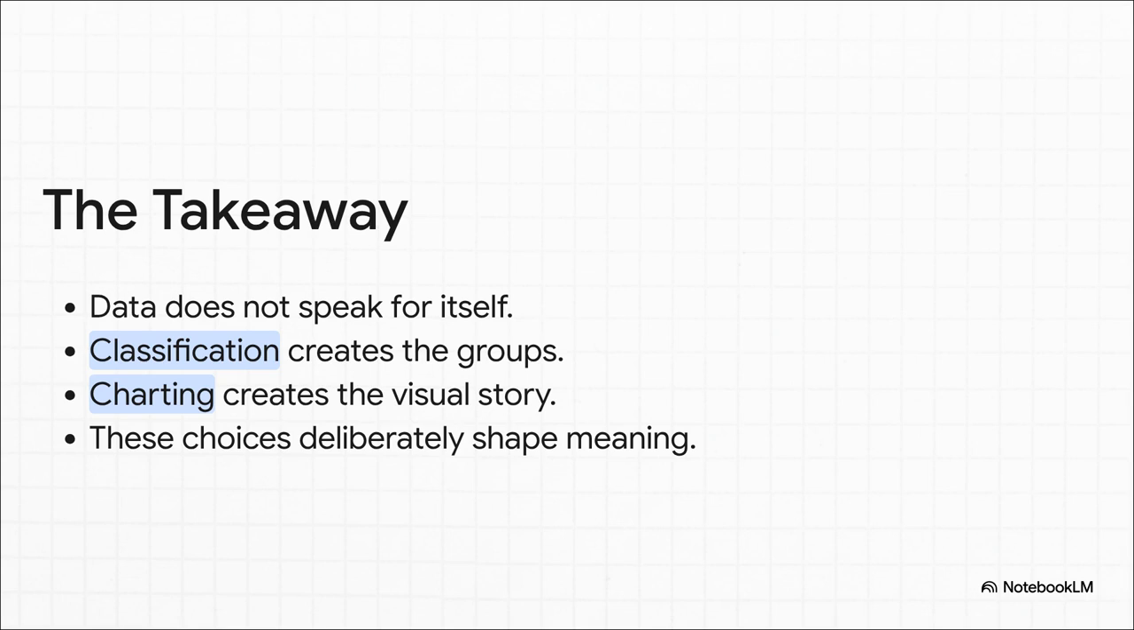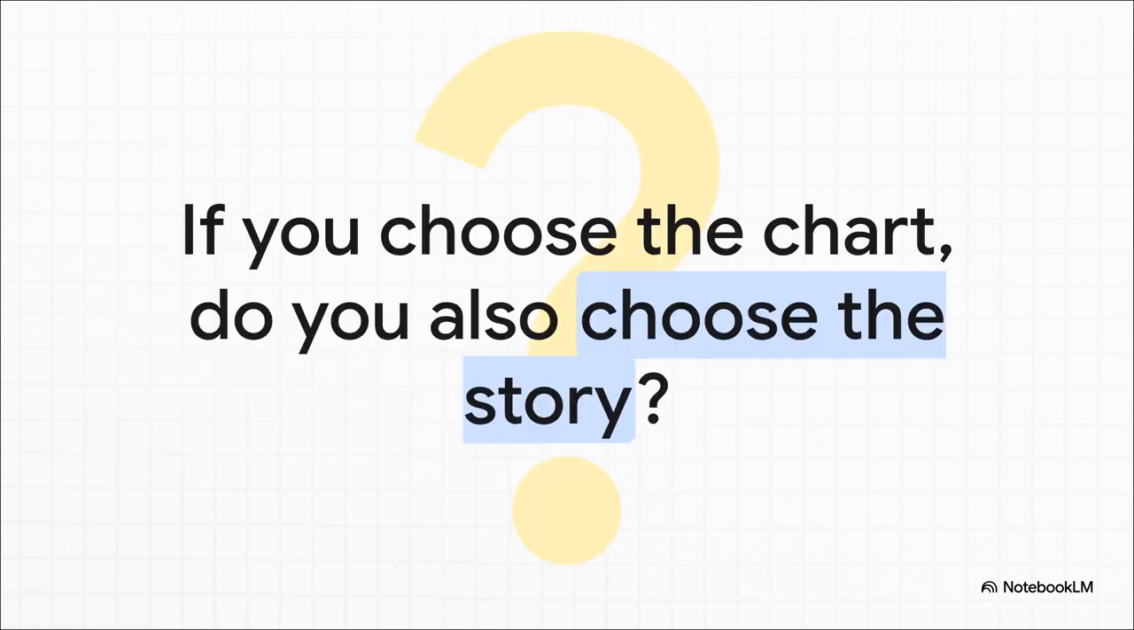The way we choose to classify it, that creates the groups. The chart we pick, that creates the visual story. Every single step is a deliberate choice that shapes the final meaning. And that leaves us with one last really crucial question to think about. The next time you see a chart, just remember that someone somewhere made all these choices. And if they chose the chart, did they also choose the story? That's something to chew on.